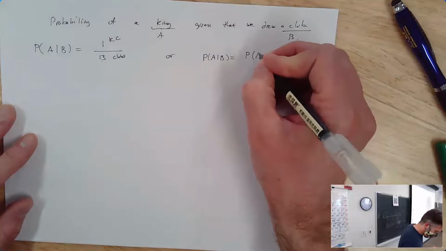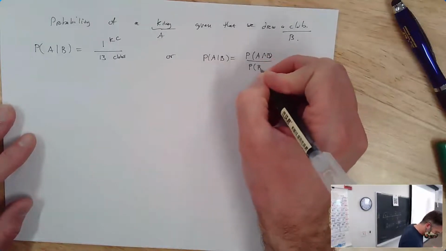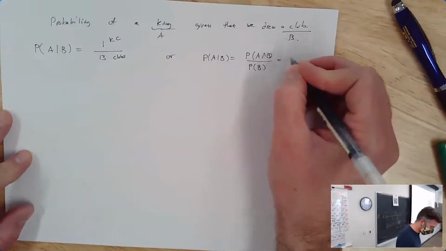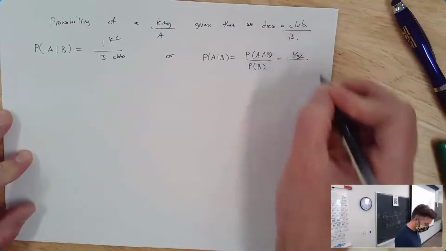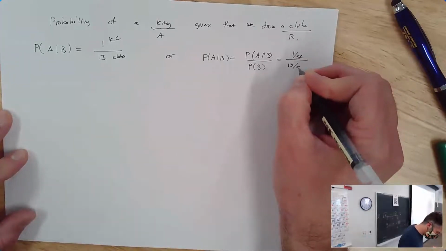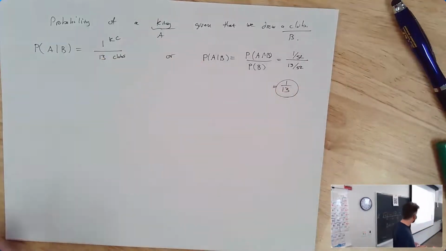But I could do it this way and say, oh yeah, the probability of getting a club and a king is 1 in 52. There's 1 king of clubs, and the probability of getting a club is 13 in 52. And that reduces to 1 in 13. So again, these events are independent of each other because knowing that we had a club didn't affect the probability of getting a king.